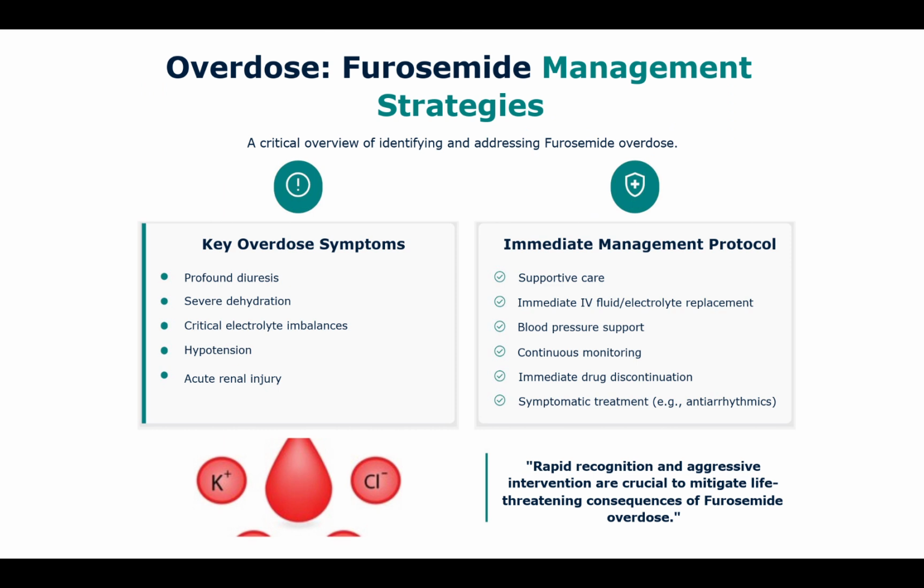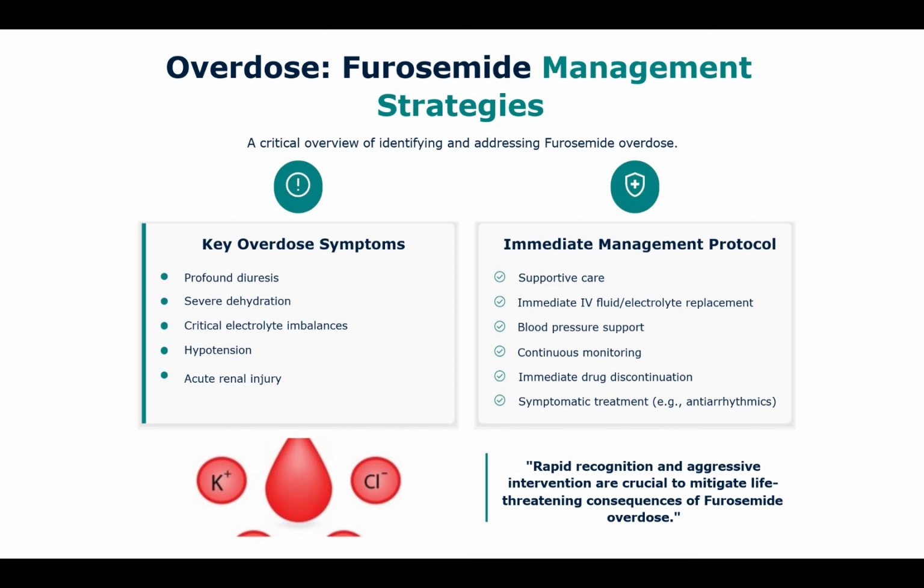The management strategies for toxicity are primarily supportive, as there is no specific antidote for furosemide overdose. Immediate intravenous administration of fluids and electrolytes is critical to correct dehydration and rapidly restore electrolyte balance. Maintaining adequate blood pressure is paramount. This may involve additional intravenous fluids and, if necessary, vasopressors to stabilize circulation.